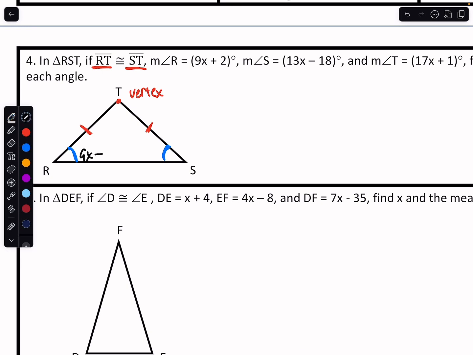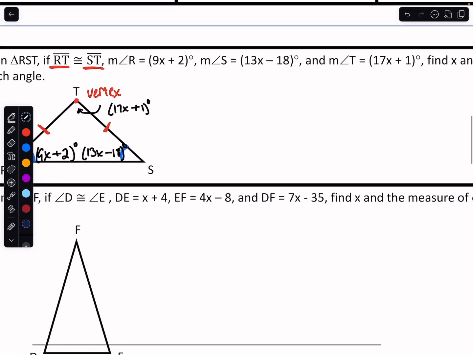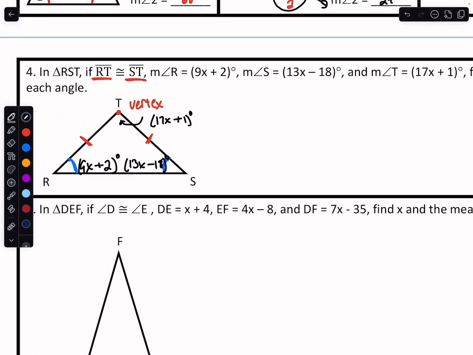They give you the measures of each angle in terms of x. So angle R is 9x plus 2. Angle S is 13x minus 18. And angle T is 17x plus 1. Okay, wait. They're giving you information about all three angles. What do all three angles of a triangle have to add up to? They have to add up to 180 degrees.